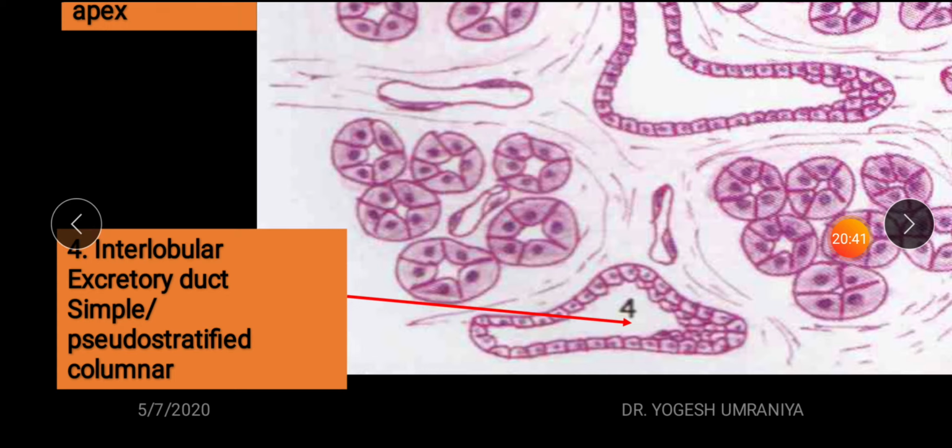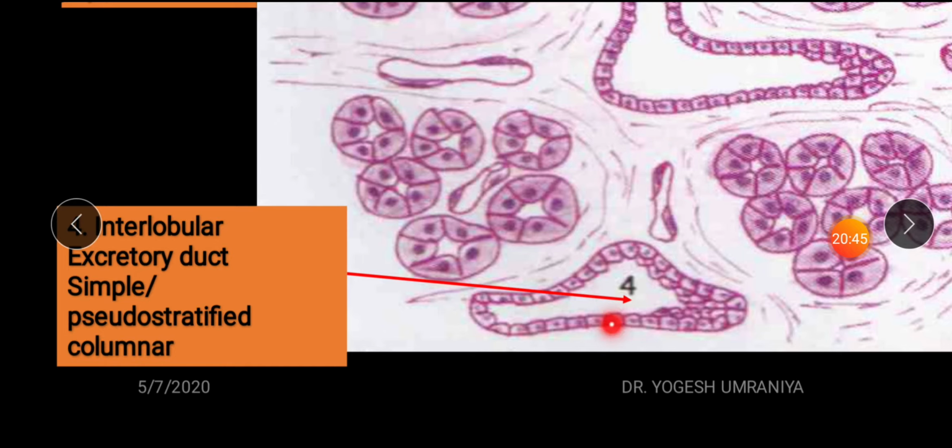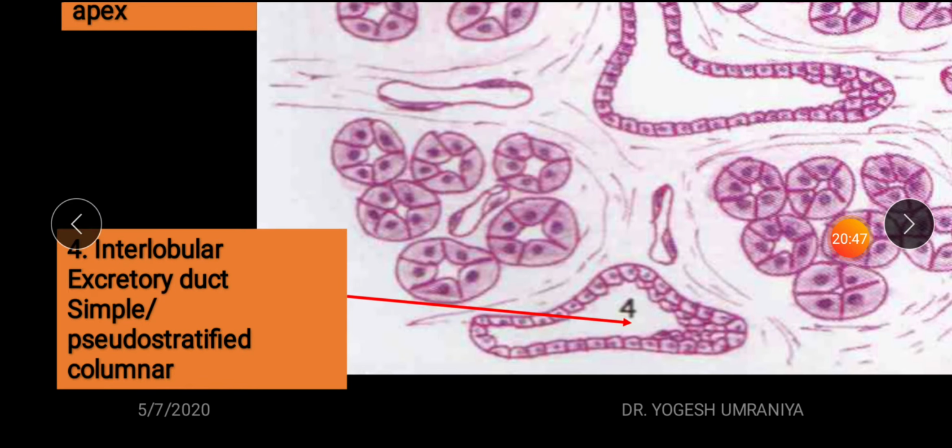Now the epithelium of this duct has simple columnar and pseudostratified columnar type.